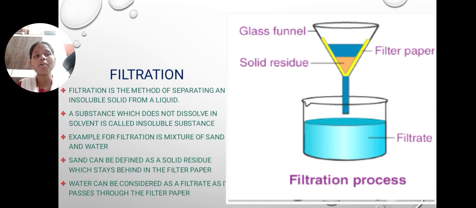When the mixture of sand and water is poured into this glass funnel, because of the filter paper, the sand particles, which are the solid residue, remain in the funnel, and the water, which is the filtrate, passes through the glass funnel and enters the beaker. In this way, the water, which is the filtrate, is purified.